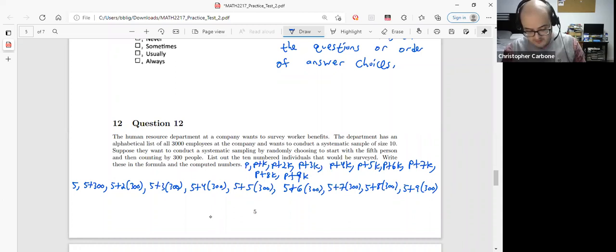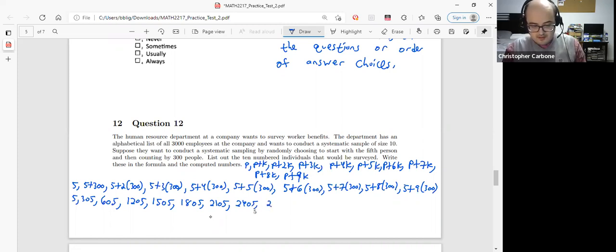So, typing all those into a calculator, the values you should get would be 5, 305, 605, 1205, 1505, 1805, 2105, 2405, and then finally 2705.